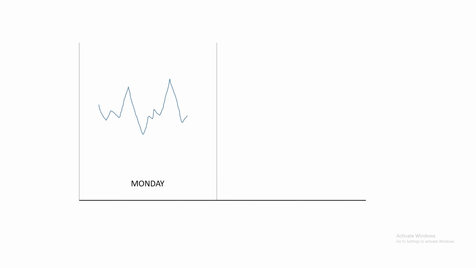In this chart I am going to draw the highest point and the lowest point. So this is the highest point, this is called PDH, and this is the lowest point, this is called PDL, that is previous day high and previous day low. So we are going to take the trade on Tuesday by marking these levels, and I will show how I take the trade after marking these levels.